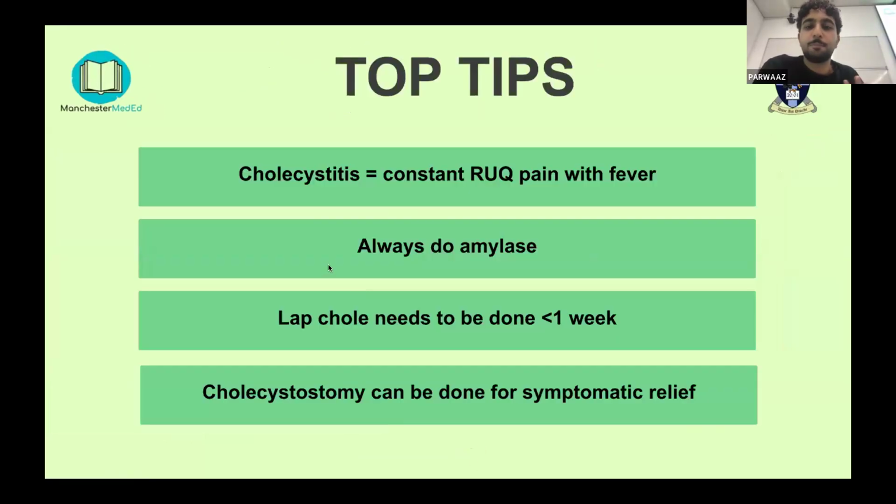So main things to remember: constant right upper quadrant pain with fever will be cholecystitis. There are a few other causes of right upper quadrant pain, which unfortunately I didn't have the time to go through, but if you ever see constant pain, then it will be cholecystitis. Always do amylase and do the lap chole in a week. And then for symptomatic relief, you can do cholecystostomies, okay?